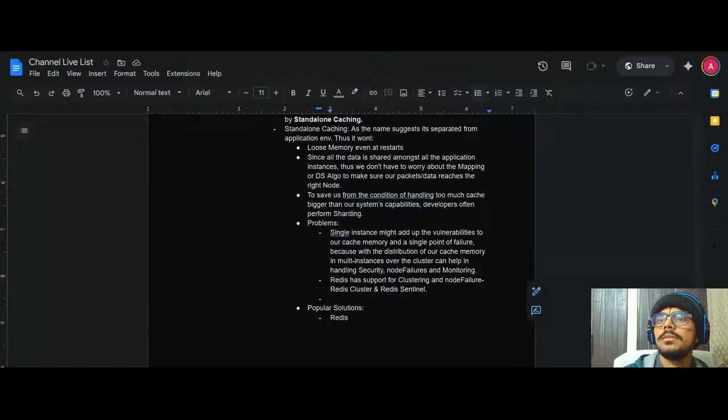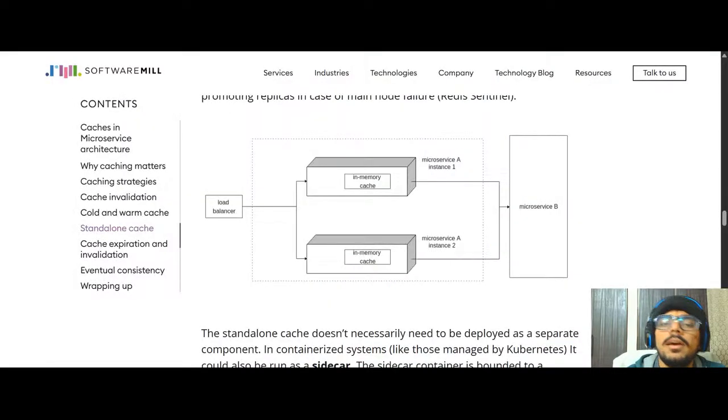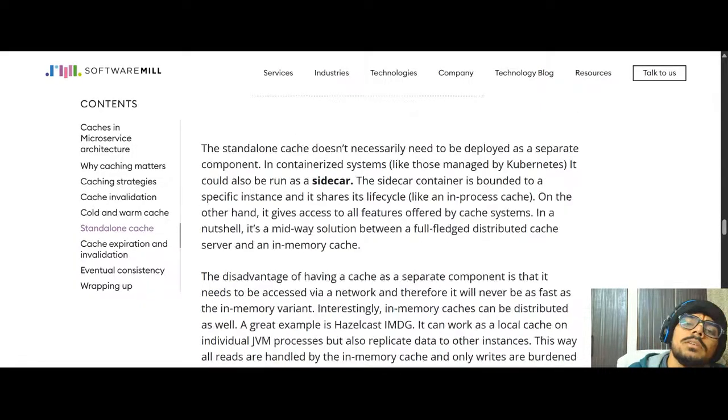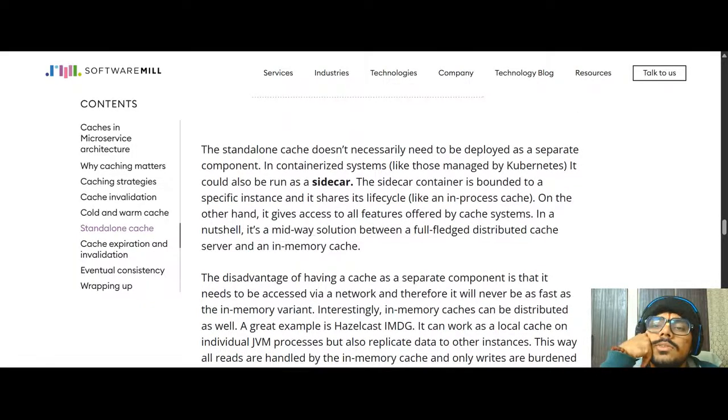Right. So running while the load balancer in my cache, microservice A, microservice 2, instance 1, instance 2, and it will be turned over to the microservice B. Standalone cache doesn't necessarily need to be deployed as a separate component in containerized systems like Kubernetes. It could be run as a sidecar.